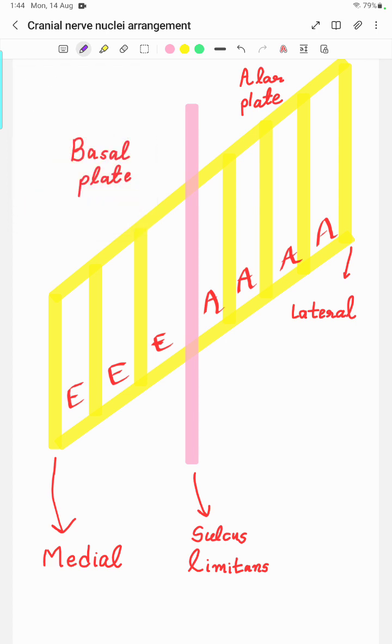What I said, that if it is somatic, then it will be inside. Somatic will be inside. Somatic will be inside. So what lies medial, towards midline or sulcus limitans? Visceral, okay. So towards sulcus limitans, visceral.